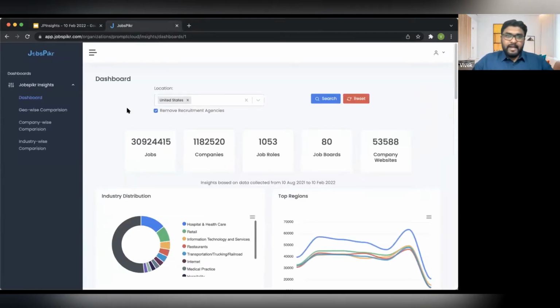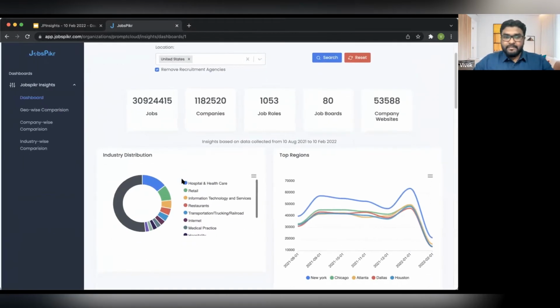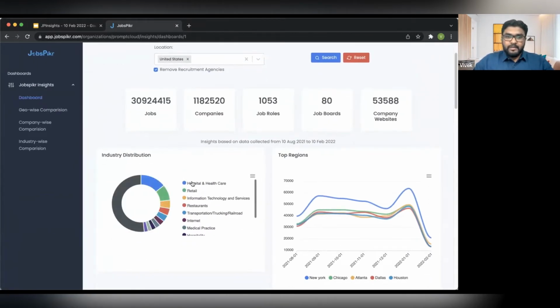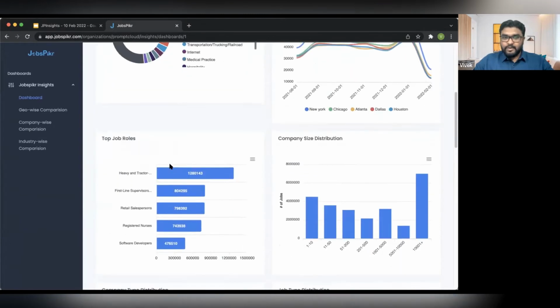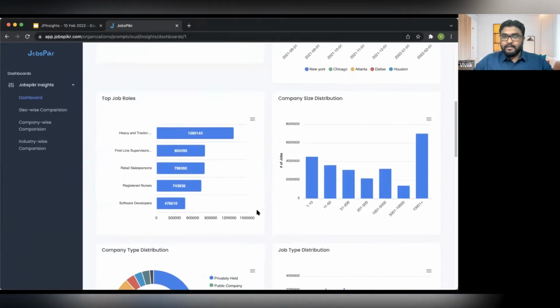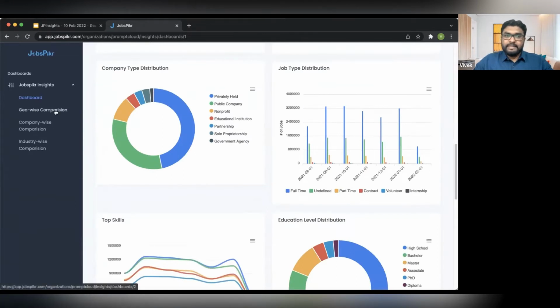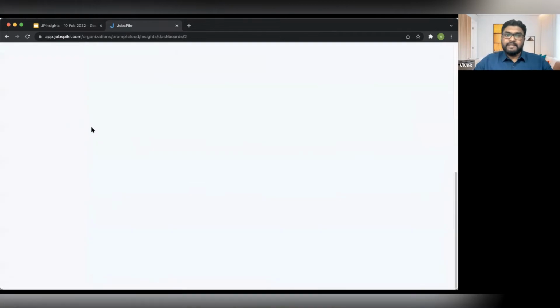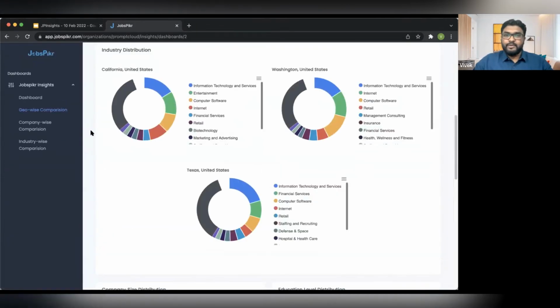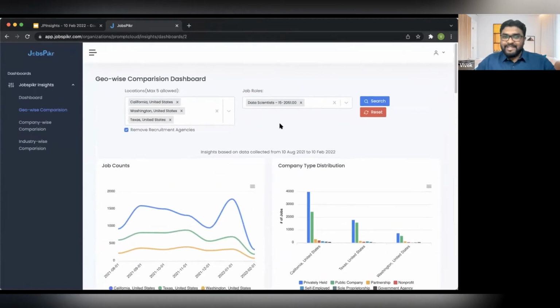So this is JobSpeaker Insights. We have visualizations for almost all the types of insights that you might want. The problem which we've taken right now is basically a geo comparison. I have already done that.